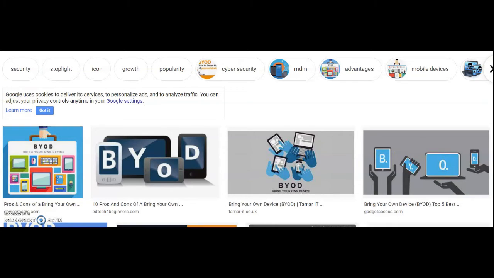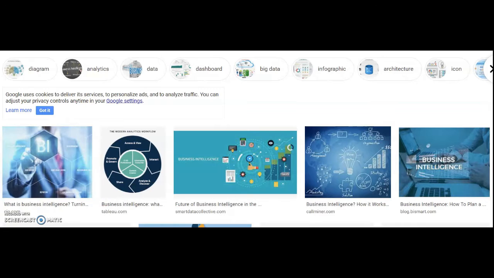The second thing I want to talk about is something called business intelligence. This is an umbrella term that includes applications, infrastructure, tools, and best practices that enable access to and analysis of information to help organizations improve and optimize decisions and performance.